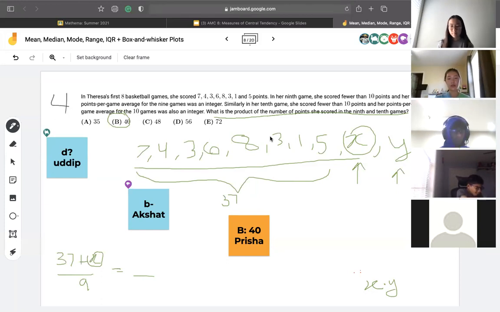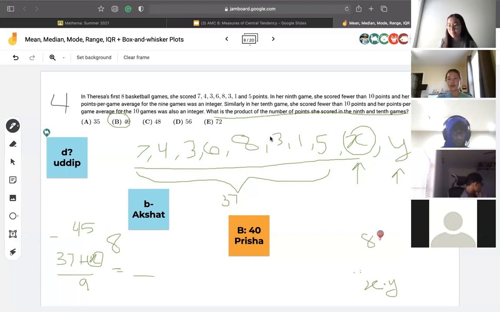So our next multiple of 9 that's larger than 37 is 45. And if we choose a bigger multiple than 45, then x wouldn't be lower than 10 anymore. So we know that x has to be 45 minus 37, which is 8. That's the only way we can make x lower than 10 and also have the average be an integer. So now we put 8 here.